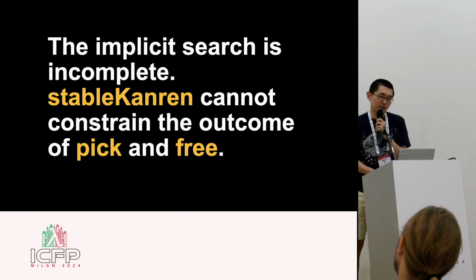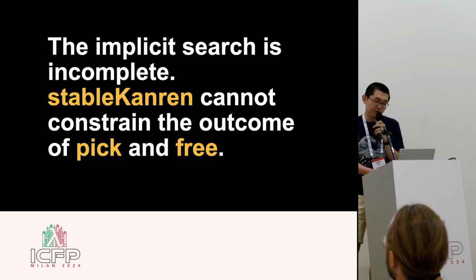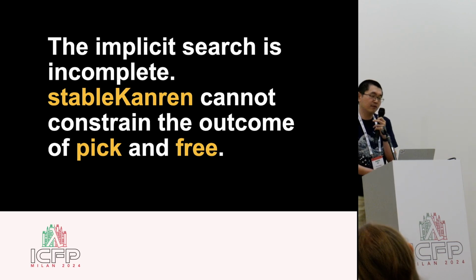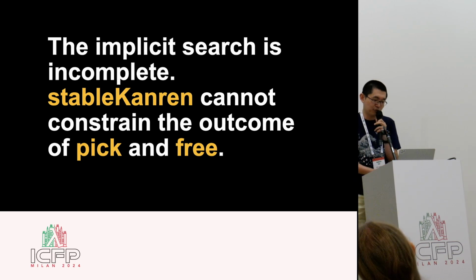That algorithm was incomplete. Why? Because stableKanren right now cannot constrain the outcome of the pick and the free. So for example, among all the combinations, obviously all the 16 queens we place on the board is not the answer we want. We try to filter out, eliminate the answers. So there's no way to do that.